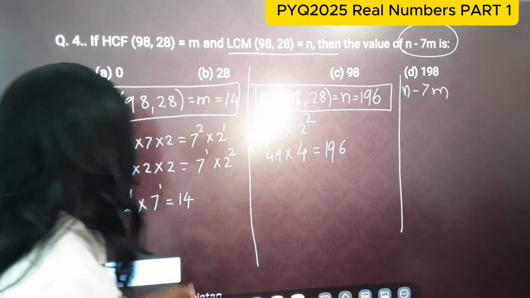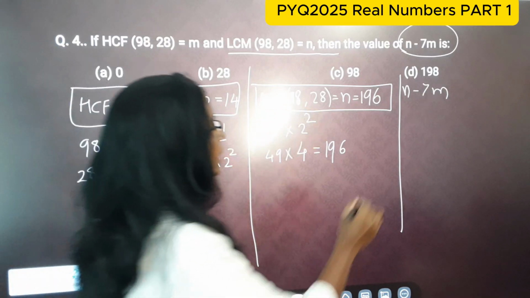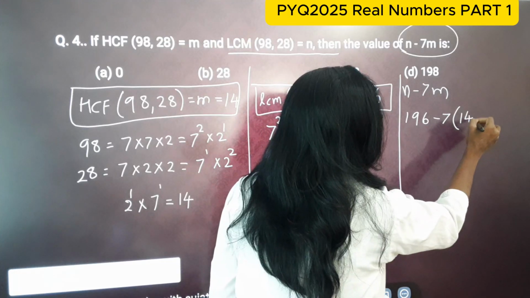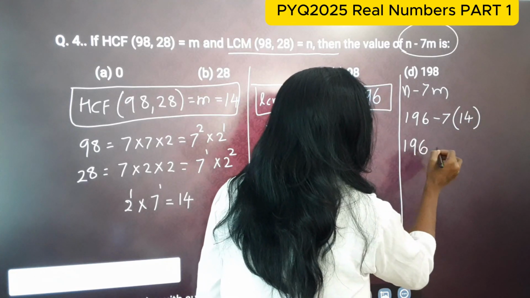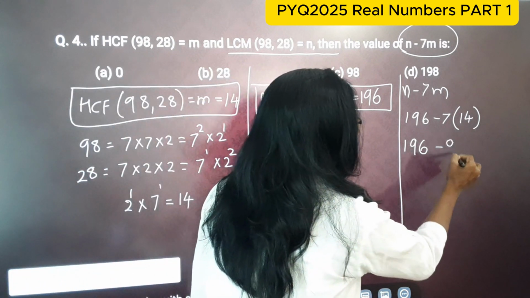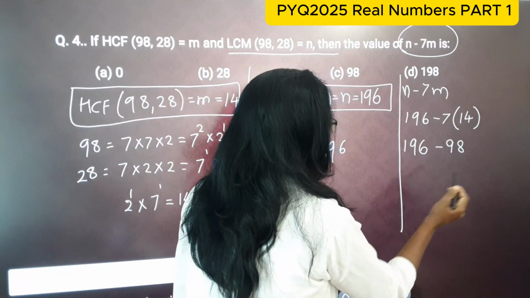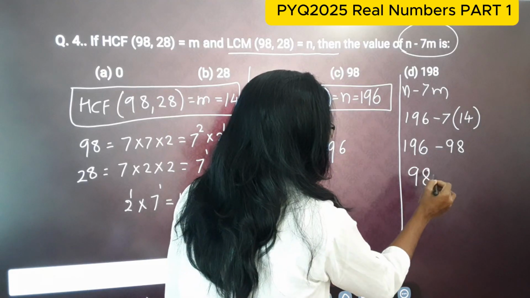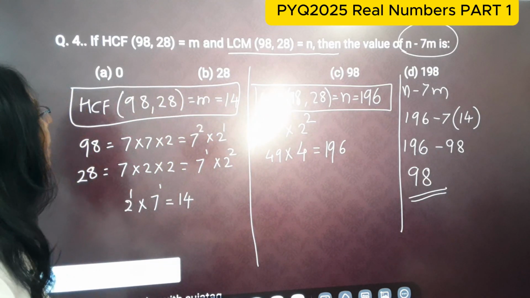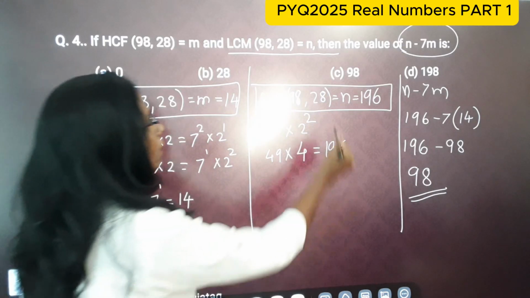So n is 196 minus 7 times 14. So now we have 196 minus 14 sevens are 98, so minus 98. So now 196 minus 98, that means 98. Okay students, so here the correct option is C, 98.